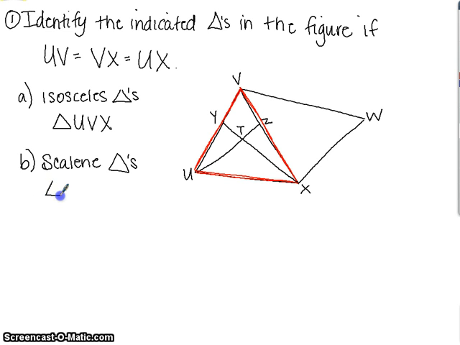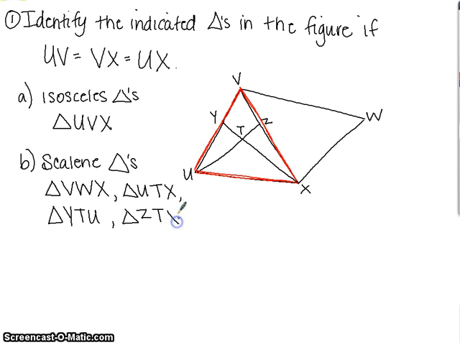Okay, the first one that I'll put on here is VWX. That one could be scalene. Maybe another one is triangle UTX. Maybe another one is triangle YTU, and maybe another one is triangle ZTX. Okay, I think I got them all. So there are actually 4 scalene triangles in this figure. All right, good deal. Second example.